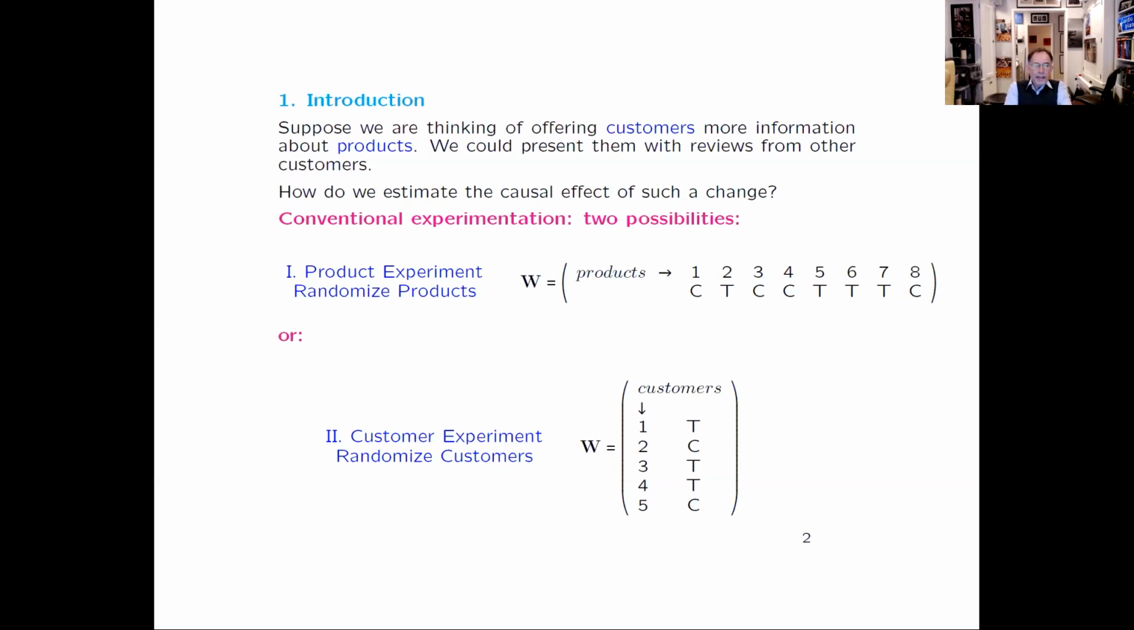Alternatively, and that would be a very different experiment, we could randomize the customers to the treatment group or the control group. Here we have 5 customers, 3 assigned to the treatment group and 2 assigned to the control group, and these customers would always get the additional information, either the reviews or the pictures from those properties, and the control customers would not see those pictures or reviews. Those would be 2 ways of doing the experiment.